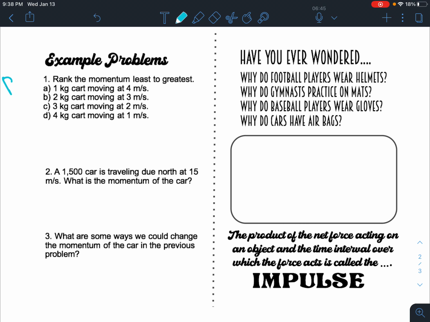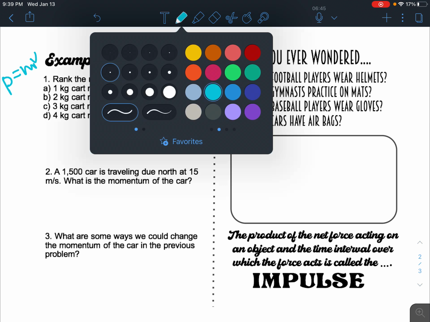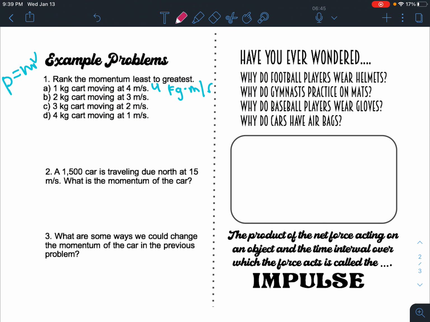Okay, so hopefully you just worked out the example problems. The thing to think about is that you want to always use this p equals mv formula. That's the basics for our entire unit. So we're ranking the momentum from least to greatest. First we have a 1 kilogram cart moving at 4 meters per second. So that's going to be 4 kilograms times meters per second. I did not mention that on the first slide, so let's talk about that real quick.